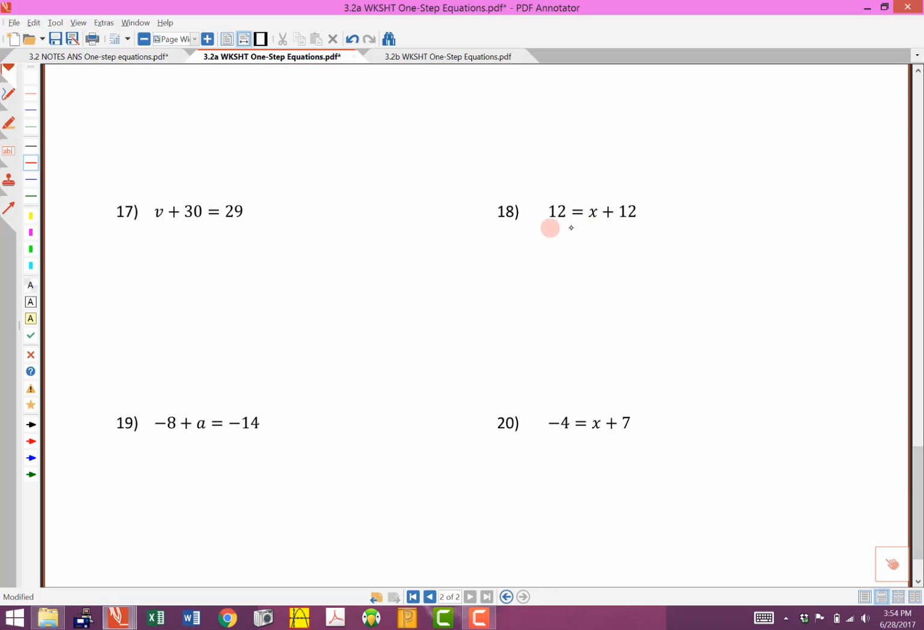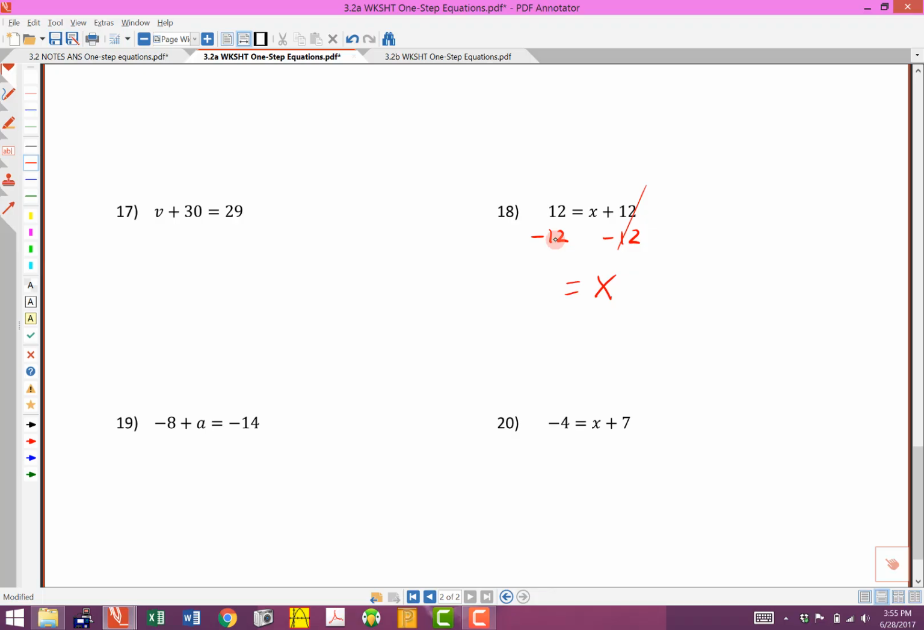Okay, let's take a look at number 18. So this says 12 equals x plus 12. So again, we want to get that variable by itself, so we're going to subtract 12 from this side. We've got to do the same thing to both sides. These will cancel each other out to be a 0, so that leaves me with x on this side just like I want. And then I've got 12 minus 12 over here.